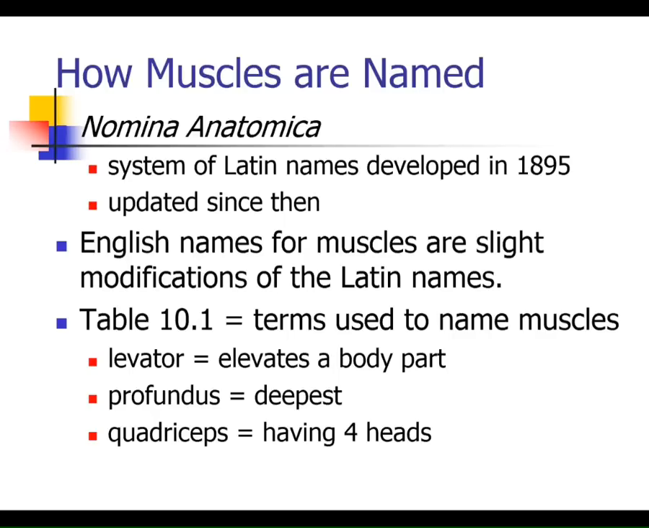Now, again, we're stuck with the Latin names. We've been using these now for over 120 years, pretty much, and there are a few variations on the theme, but for the most part, we're stuck with the Latin names. We did not have a levator or a profundus in our muscle list this semester, but we did have a quadriceps, right? We don't have the muscle, but we have the group, the quadriceps femoris.